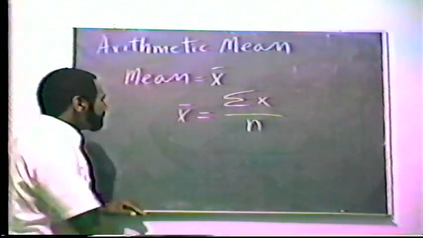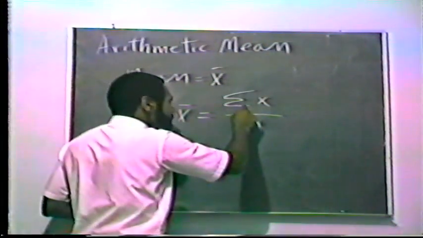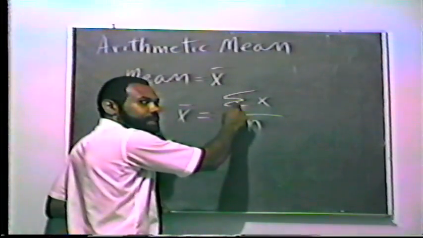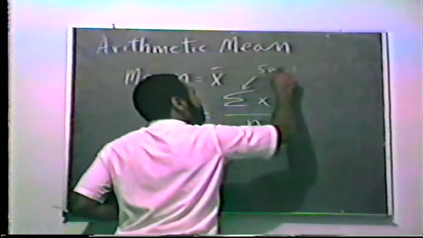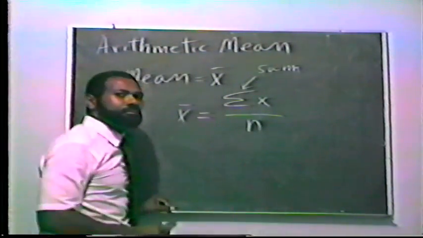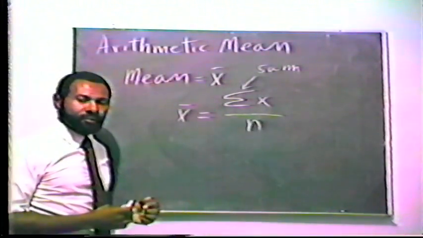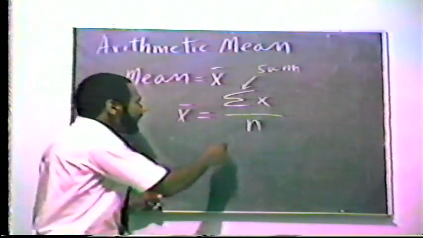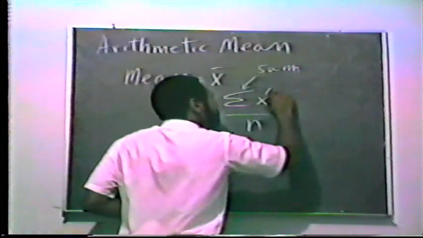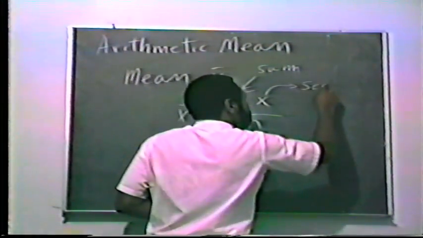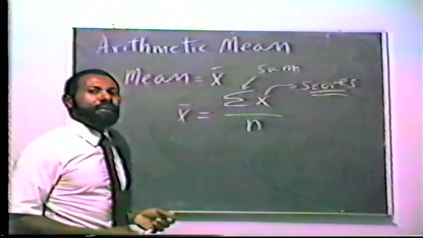For the arithmetic mean, x bar, or just the mean as we call it, x bar equals the summation. This is a capital sigma, Greek letter sigma. Here it stands for the summation, or the sum. It tells us that we have to add things together, the summation symbol. So here we have the summation of x. And x here represents the scores, or the numbers that you have in the data set.